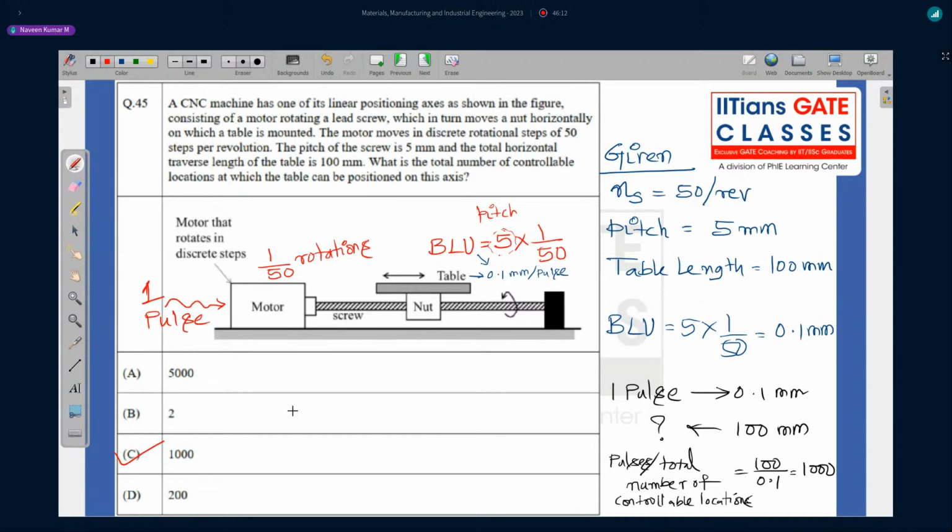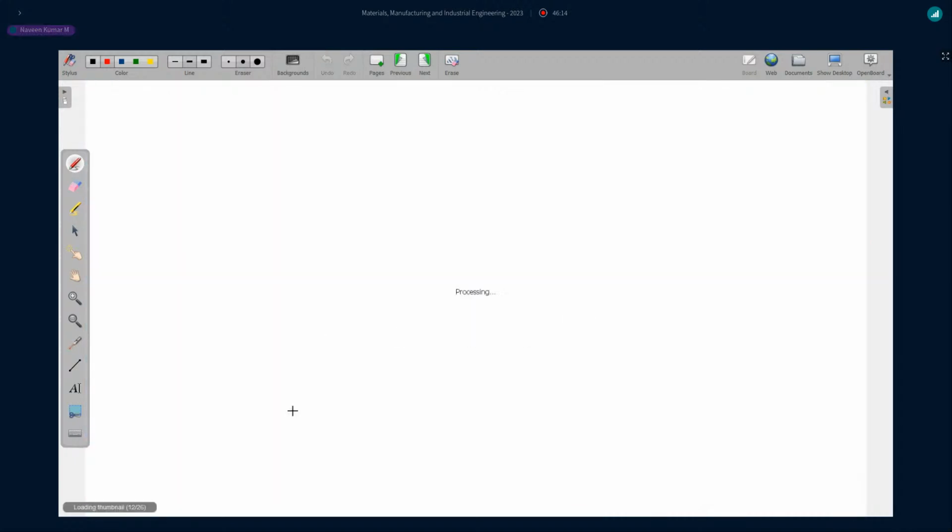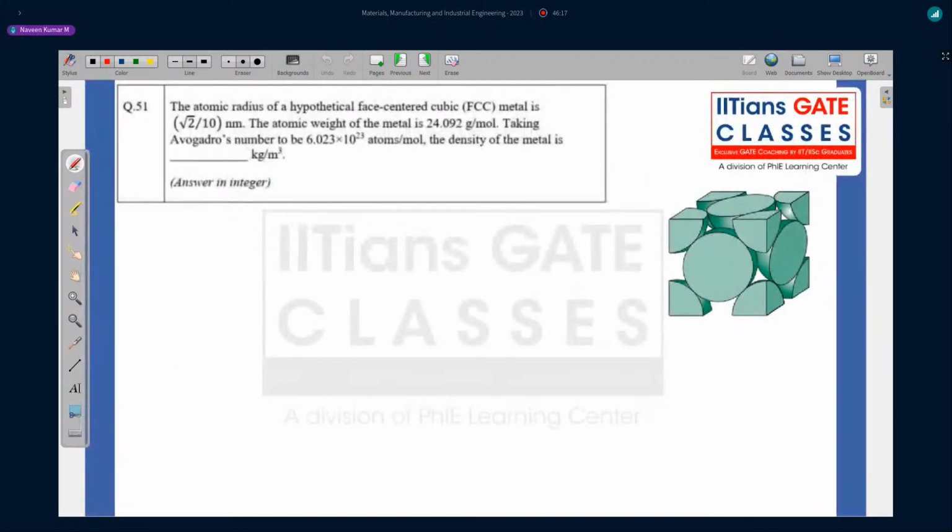Okay, good. Next is from material science. In class we didn't discuss this much, but we have given some idea about FCC, BCC, HCP, and all these things. But this time the GATE committee has seriously taken this, and it is not a very difficult question.